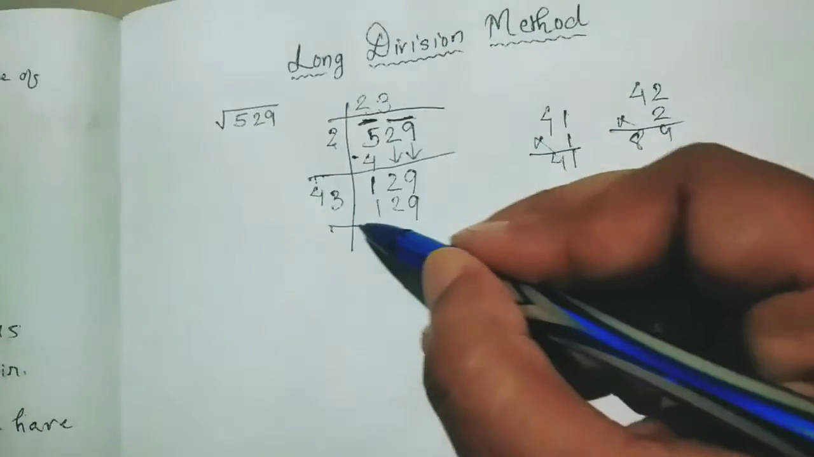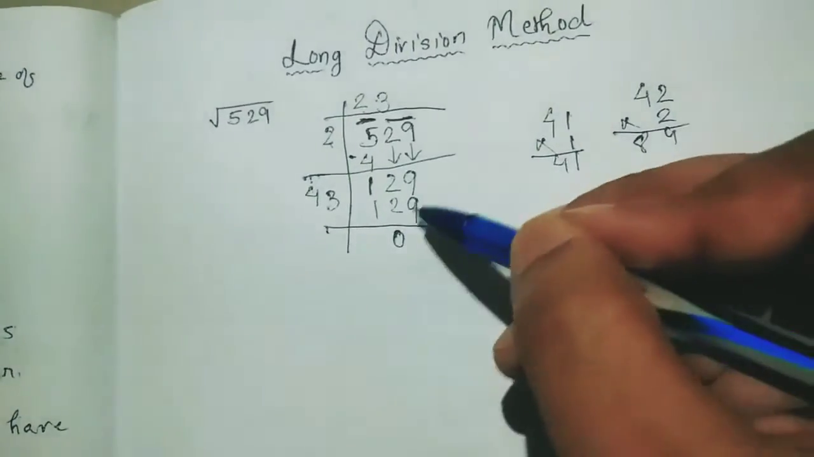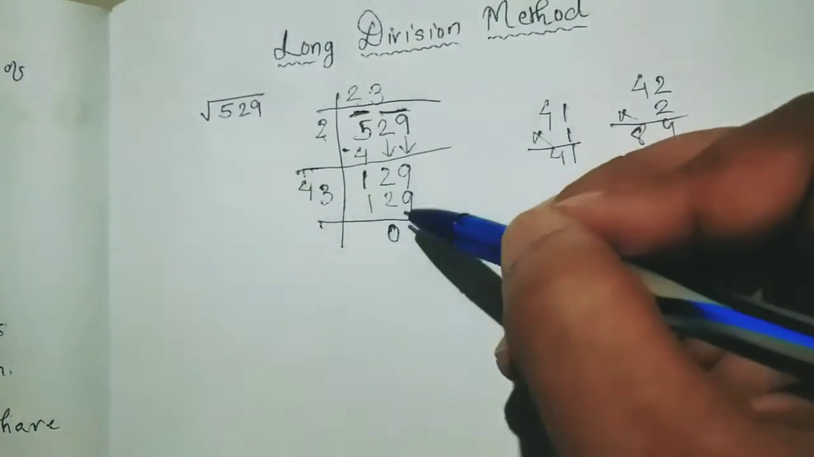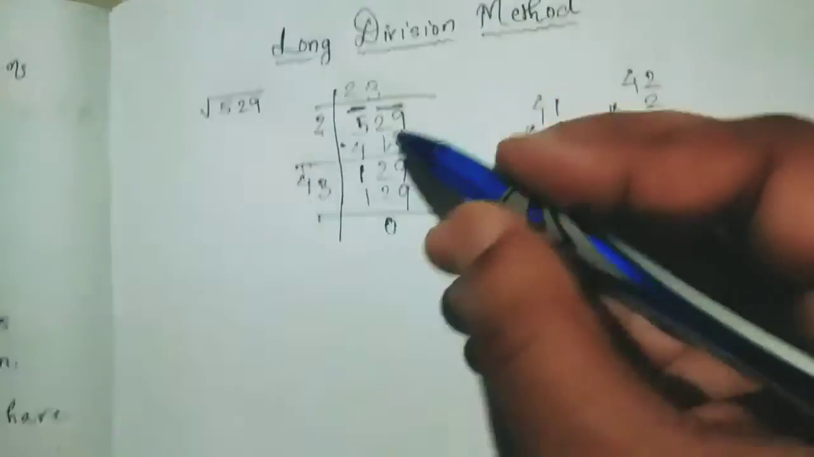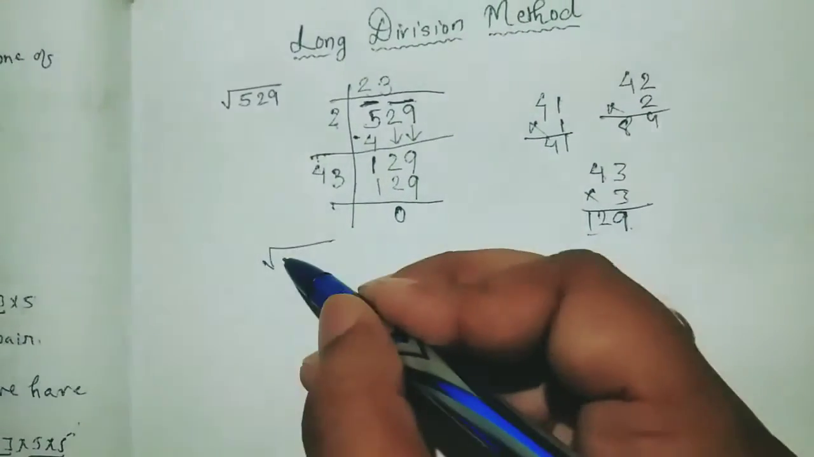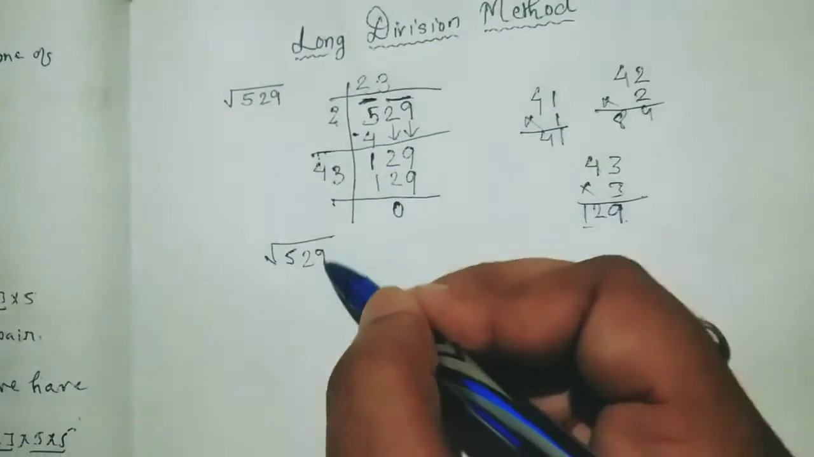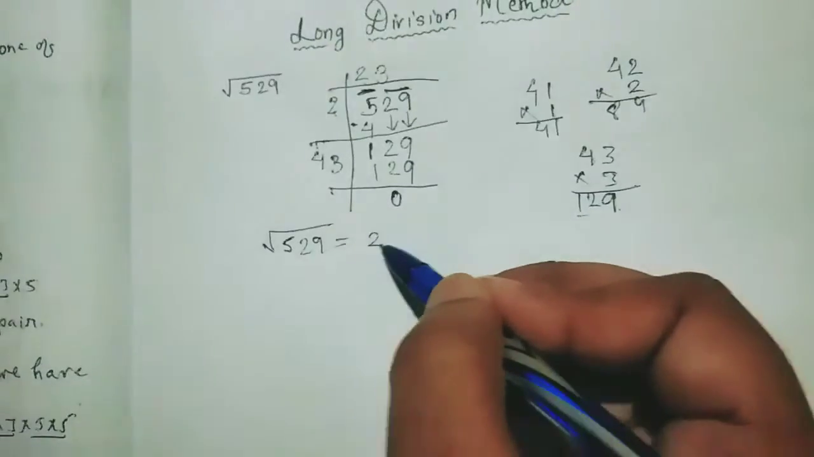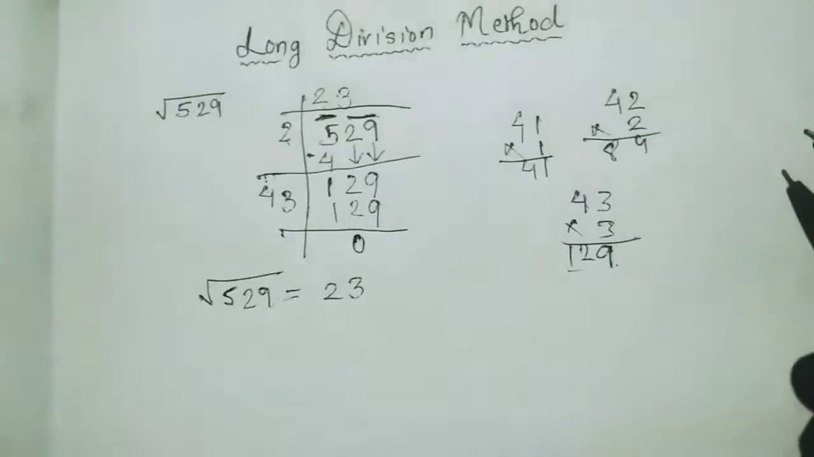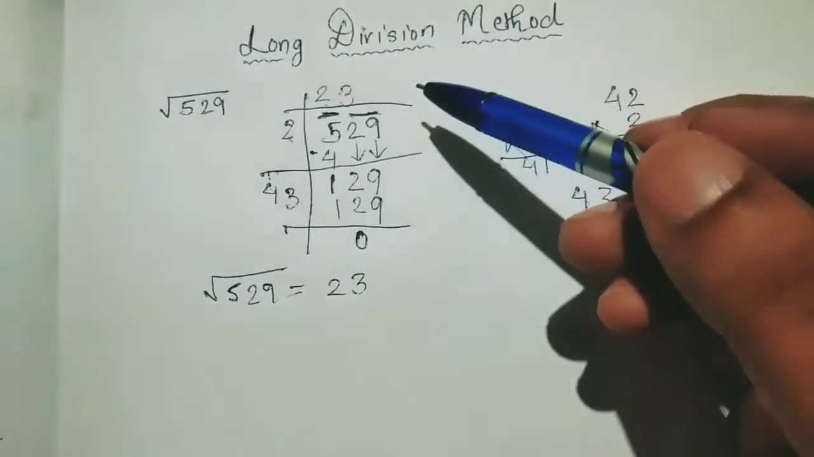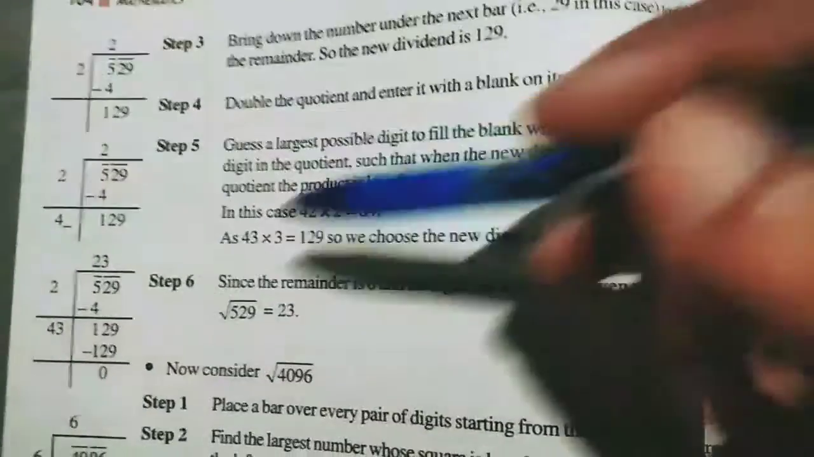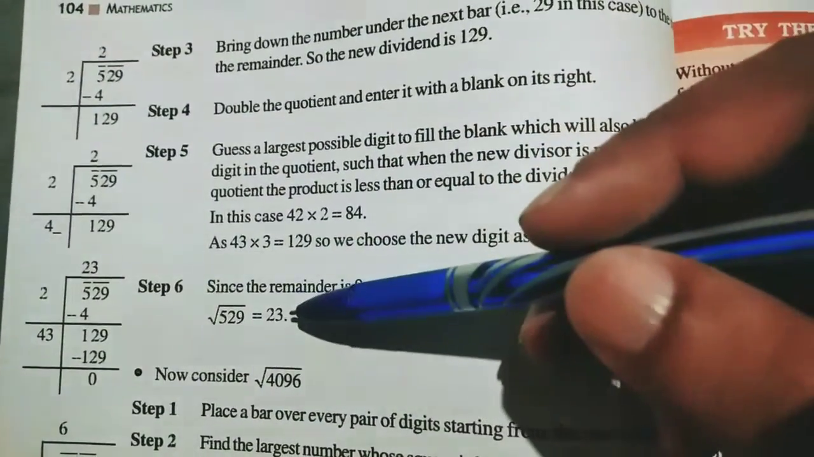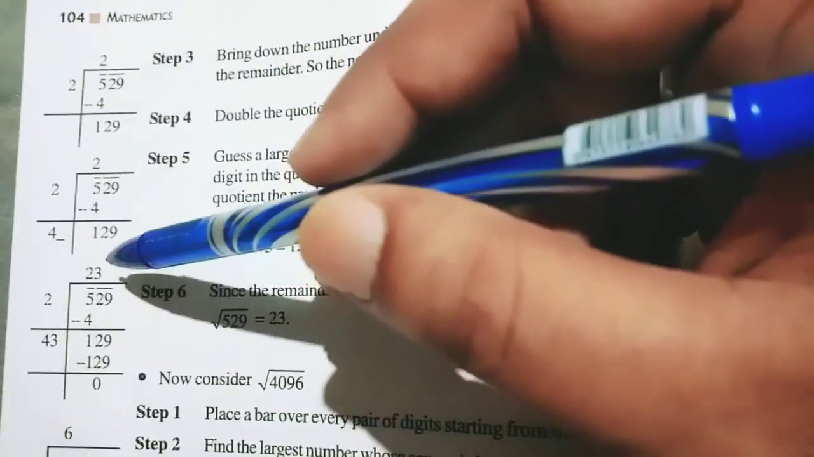Okay. Now it is 0. That means our division is complete. If the remainder is 0, then our division is complete. And so the answer is what? This 23. So the square root of 529 is 23. Now understood? So this is the process of the long division method. I hope you have understood. So students, here you have seen the square root of 529 is 23. So this is the process.